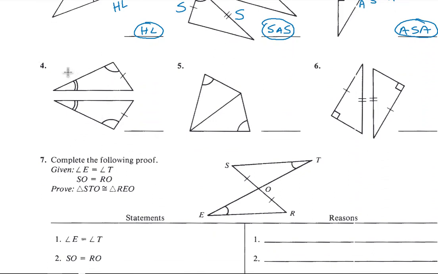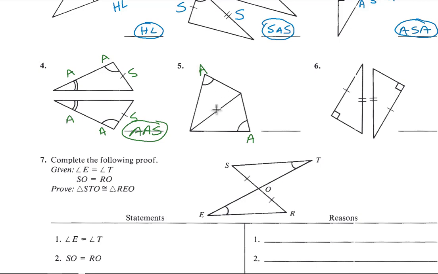Number 4, we've got angle, angle, side. So angle, angle, side pattern. If we look at number 5, we've got that side shared between the two. That gives us a side, but the two angles is not really enough information to do anything with that.